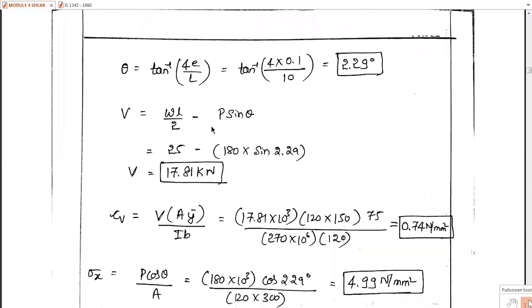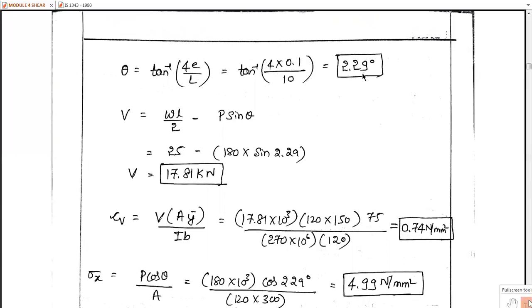For parabolic variation of the cable, we have the formula theta is equal to tan inverse of 4e by L, which is equal to 4 into e. e is the dip of the cable, 100 mm. If you convert it to meter, it will be 0.1 divided by L. L means length of the beam, it is 10 meter. Then we get the angle of inclination of the cable with the horizontal as 2.29 degree.